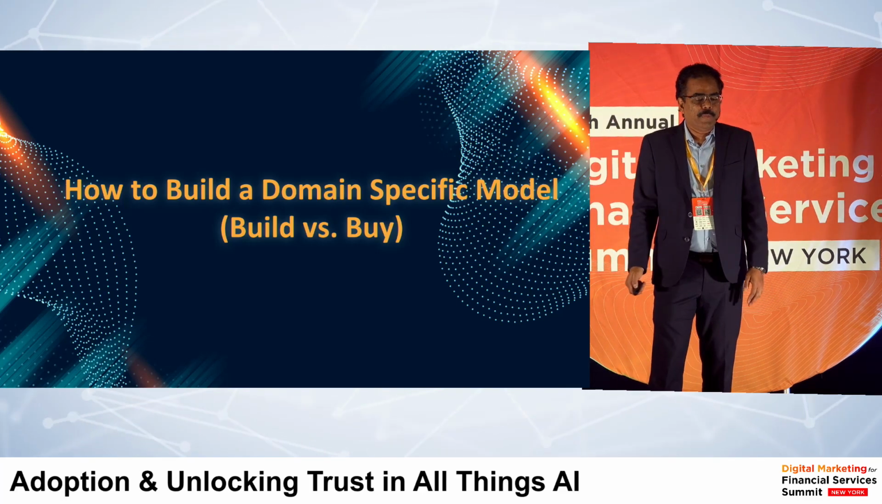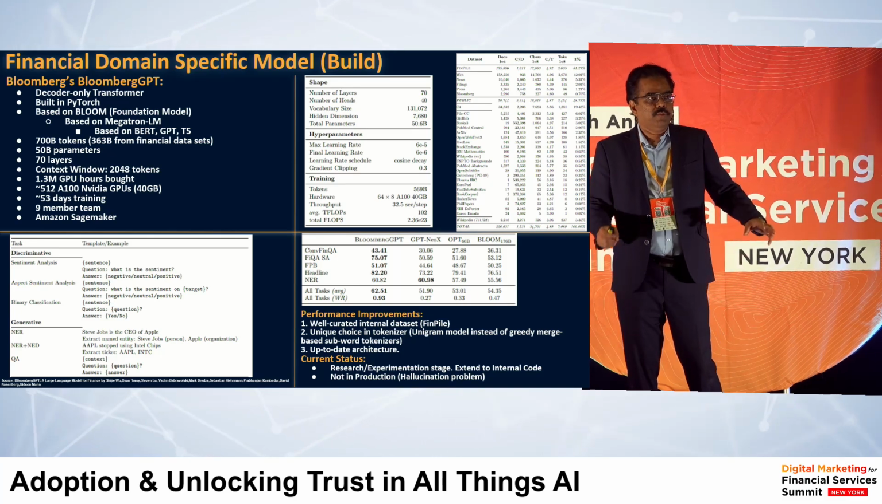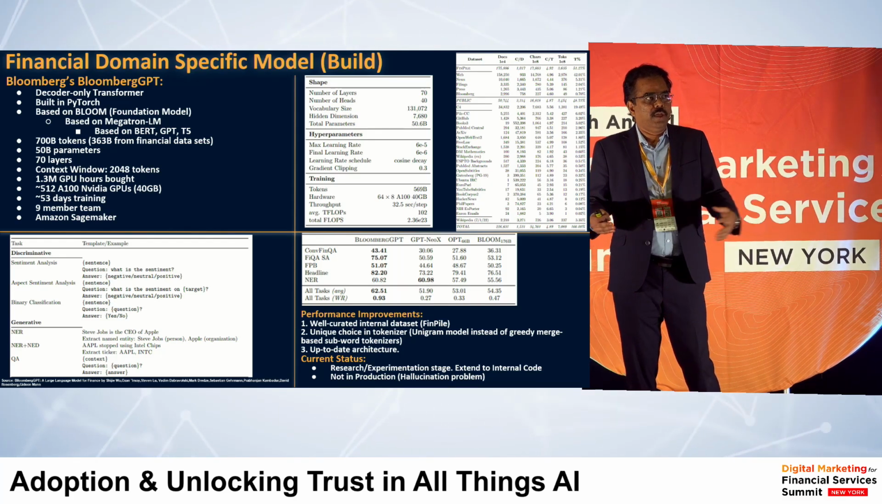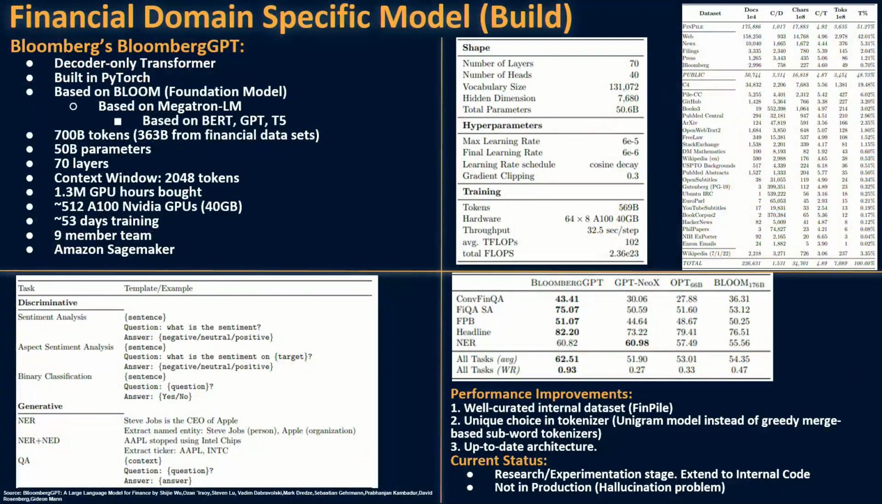So the first one is, you've seen Bloomberg GPT, how they built it. If you have to build it in-house, do I need like 100 software engineers? It's a big team. No, Bloomberg built it with just nine people. Out of those, 4 to 5 are engineers, the rest of them are project managers, product managers, like that.